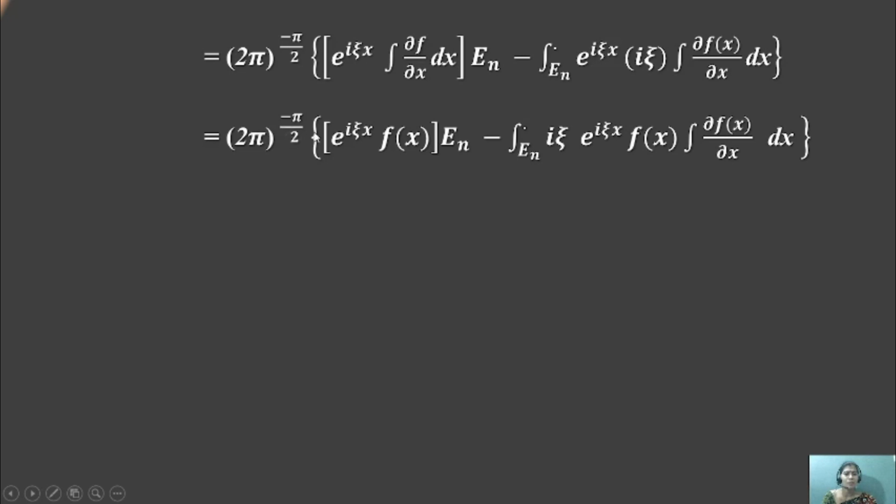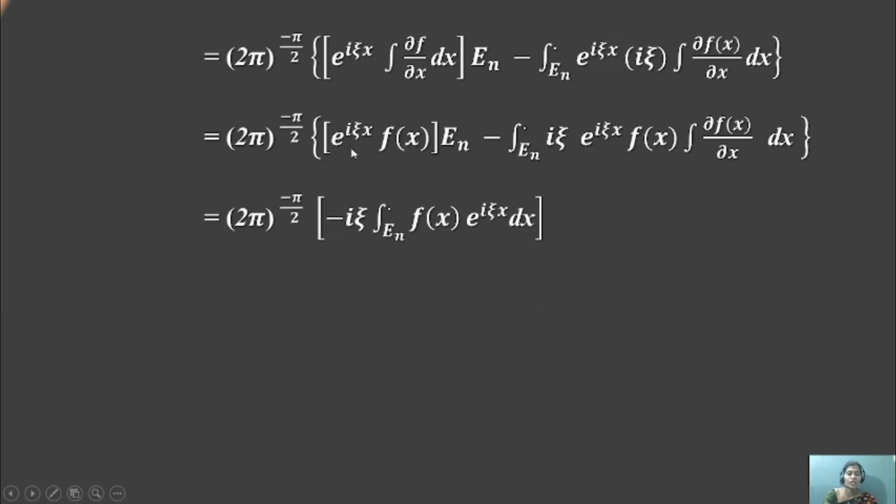1 upon root 2 pi will be common in this whole equation, that is e to the power i xi x f of x. This is called f of x. For the other part, minus the integral, taking the common form of this equation, e to the power i xi x f of x, integral of del f of x upon del x dx. Okay, this value will be put in.